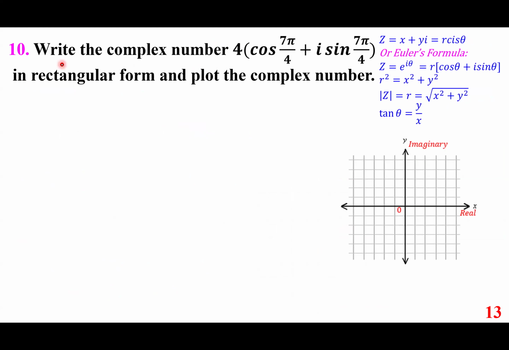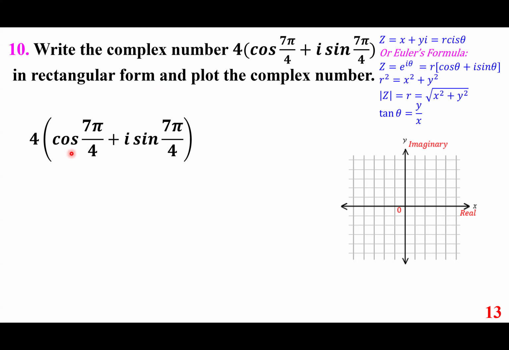Write the complex number 4 cosine of 7 pi over 4 plus i sine 7 pi over 4 in rectangular form. So r cis theta, just plug in, evaluate, and come up with the answer. So first and foremost, you can rewrite this in this fashion. 7 pi over 4, it's a common arc. Pi over 4 results in the square root of 2 over 2.